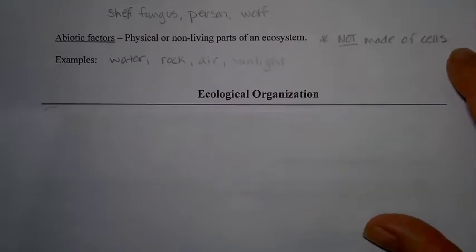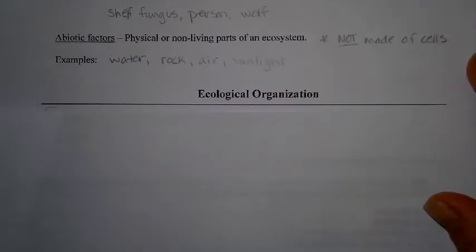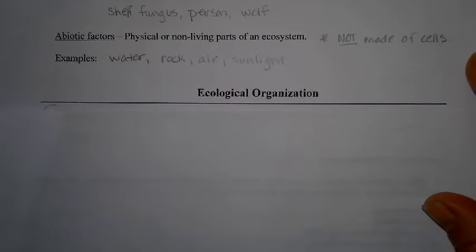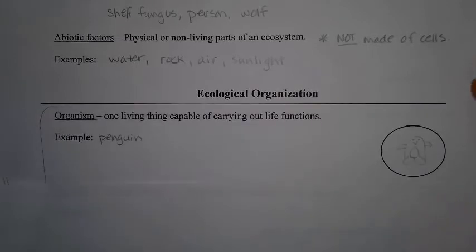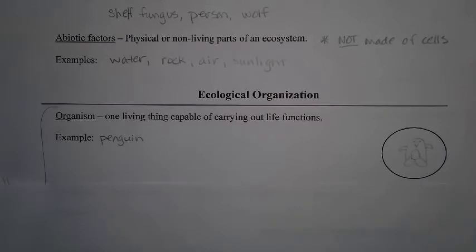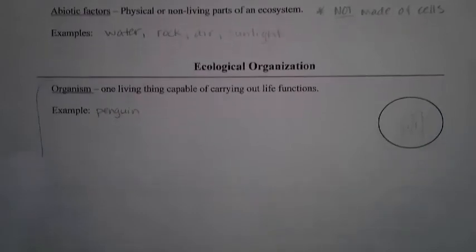So now we're going to move on to levels of organization. We talked about atoms and molecules and organelles and cells and tissues and organ systems. And then when you put a bunch of organ systems together, you get an organism. That's one living thing capable of carrying out the 8 life processes. So I'm going to use these circles over here to show you how levels of organization increase up from one organism. And for this example, I always use a penguin because it's easy for me to draw. So there's my one penguin. It is one organism, one living thing.